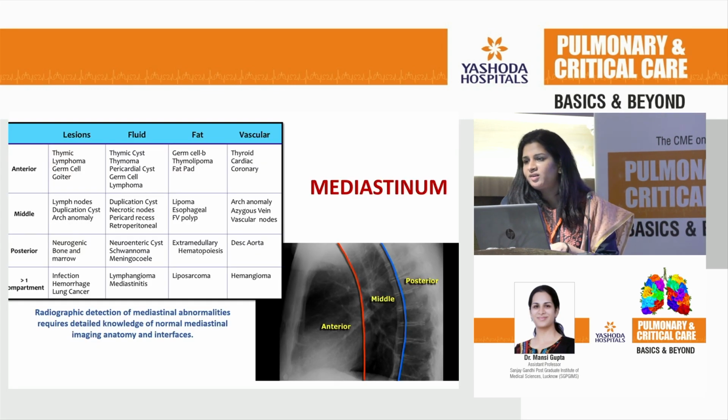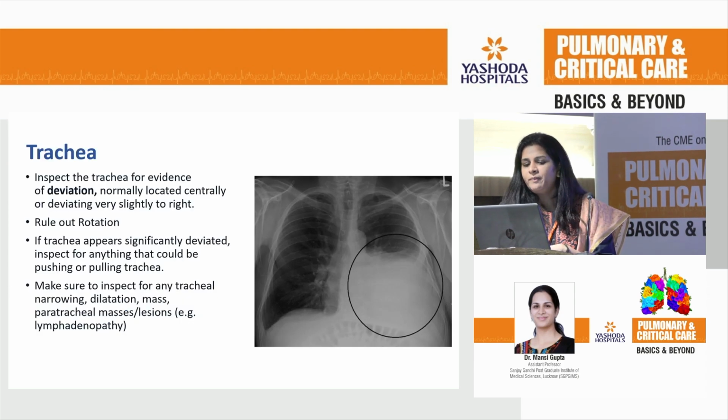Mediastinum I'm not going to discuss much, because you divide it into anterior, middle, and posterior, and really X-ray is not a good modality to diagnose mediastinal masses, so we go for CT scan imaging. One thing about the mediastinum, because we are concerned about the trachea, you can actually see the deviation of the trachea, which can lead you to a diagnosis. Either it is a pull pathology or a push pathology.